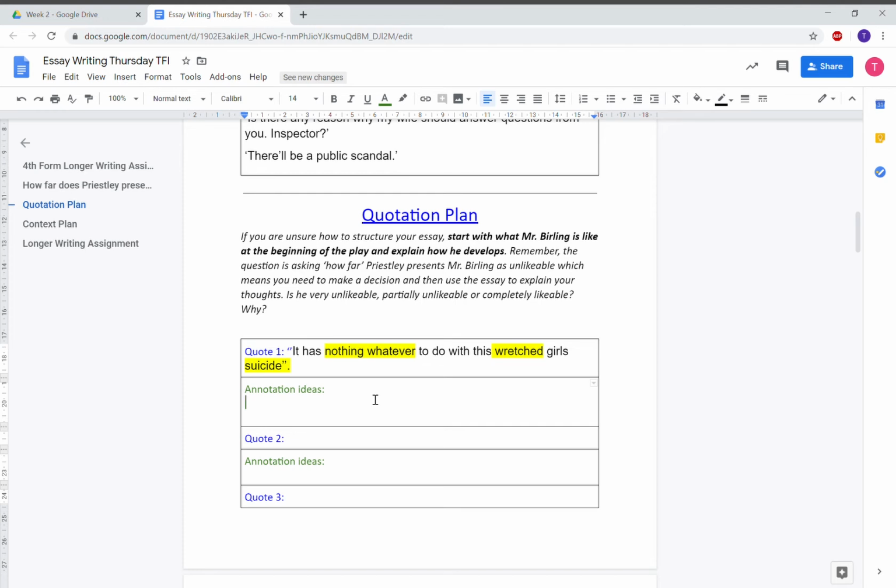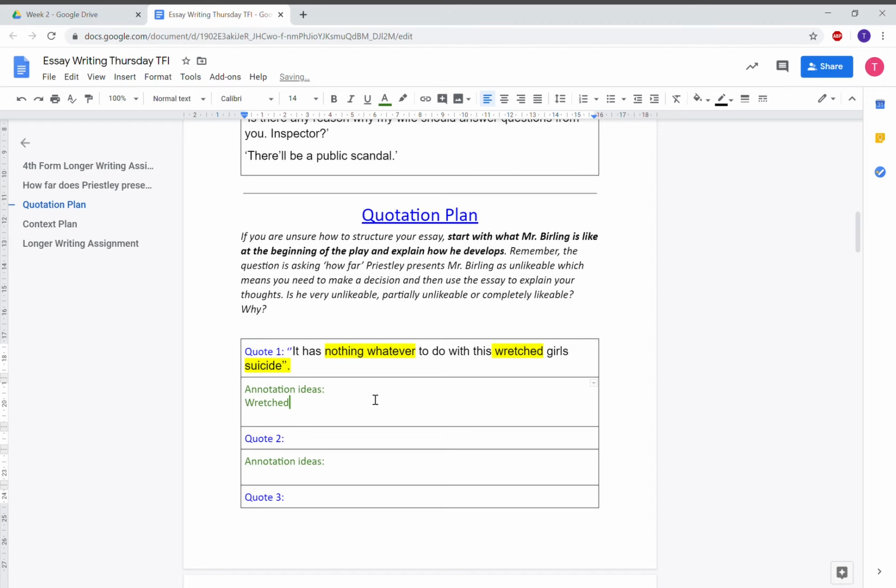And then I'm going to try and talk about connotations that words have, or associations that words have, and I'm going to try and talk about what effect these words have. Okay, so the fact that J.B. Priestley has Arthur Birling say wretched, this wretched girl's suicide, what effect does that have? Okay, so let me start with the word wretched.